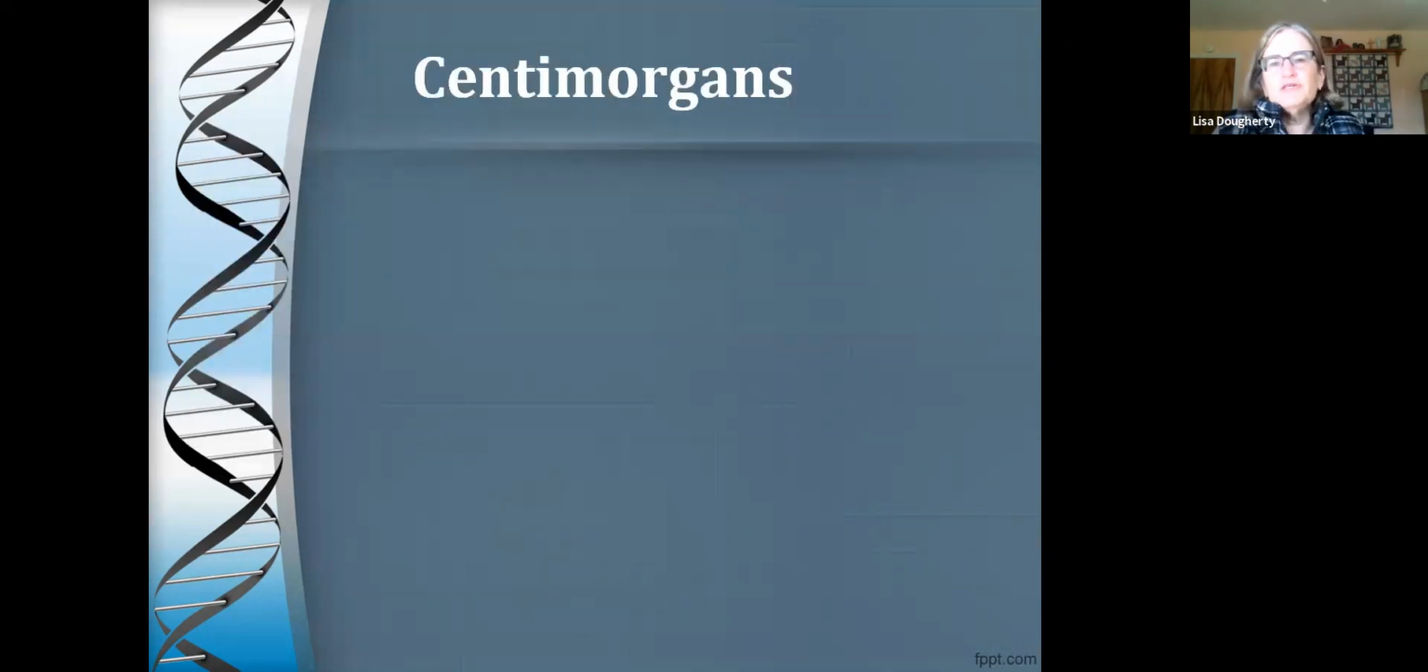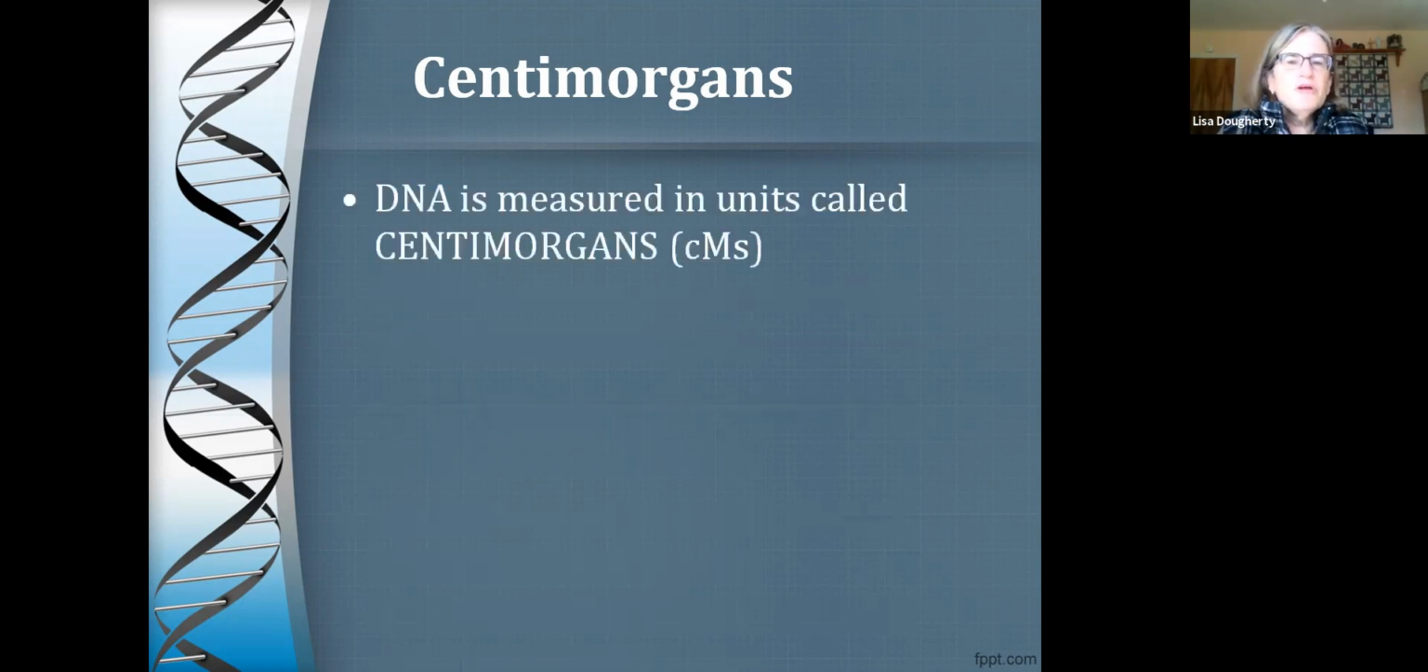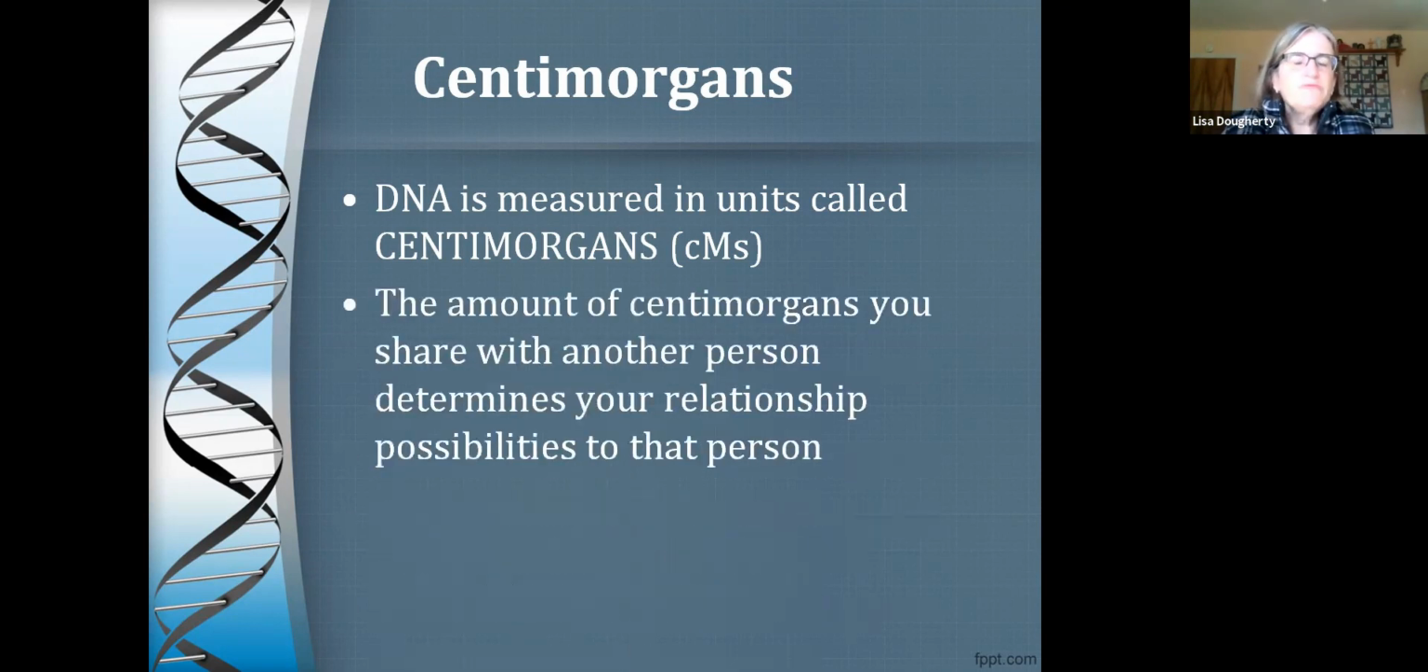So DNA matches are measured in something called centimorgans. They're little units of DNA measurement, not to be confused with centimeters. They are abbreviated small c, large M, to kind of keep it away from centimeters and confusion. This is so you know that we're talking about a DNA measurement when we see small c, small m, and big M.